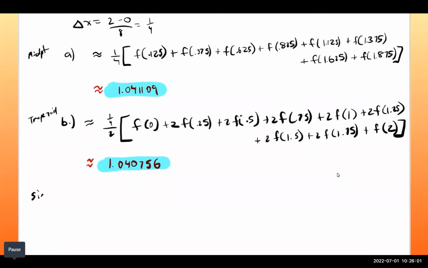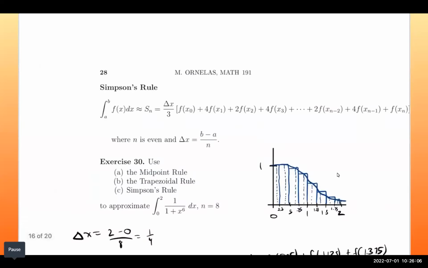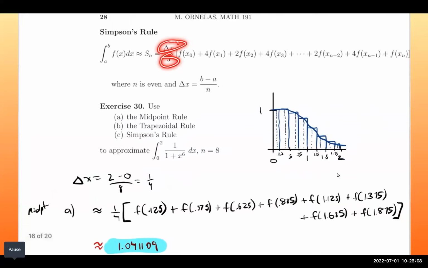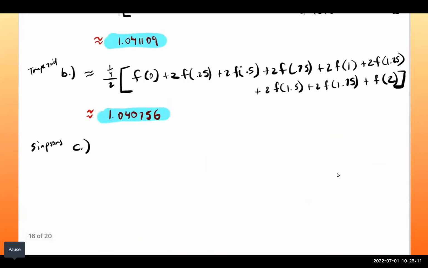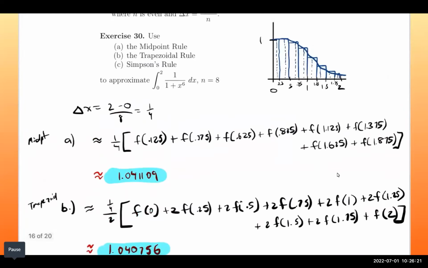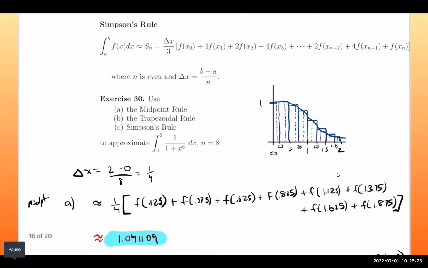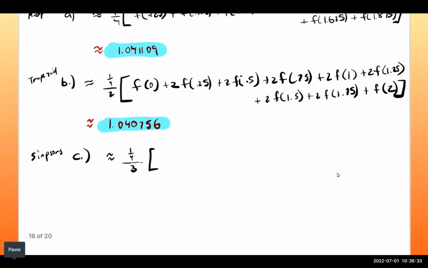All right, and the final rule is Simpson's rule. For Simpson's rule, if you look up here, it's going to be delta x over 3 this time, which is 1/4 over 3, which is 1/12. All right, and similar to the trapezoid rule, the first and the last are going to just be coefficient 1. And then they alternate. They go 4, 2, 4, 2, 4, 2, so on and so on. So that's what we're going to do here.